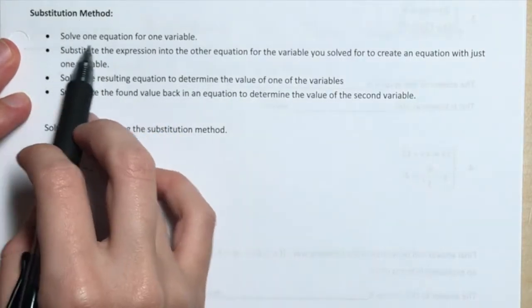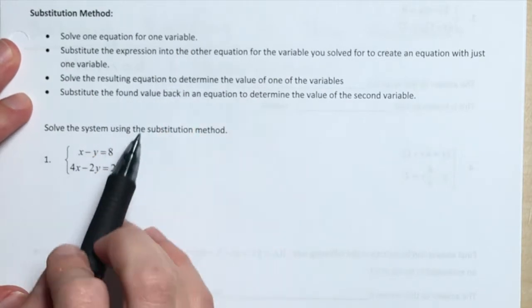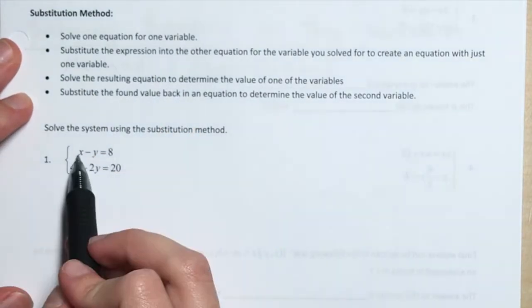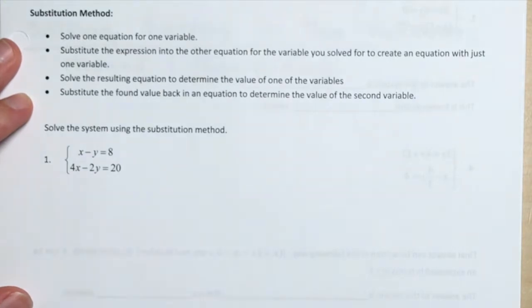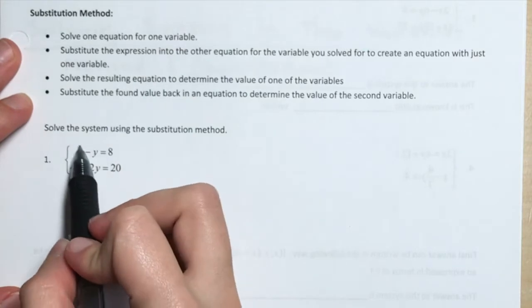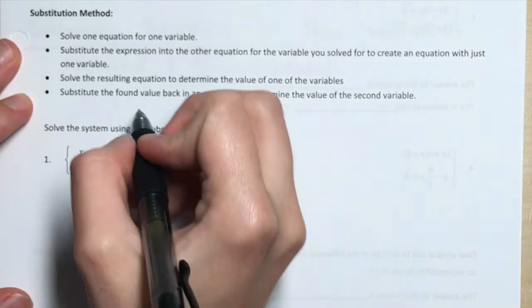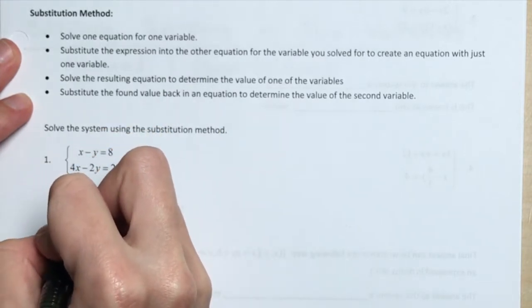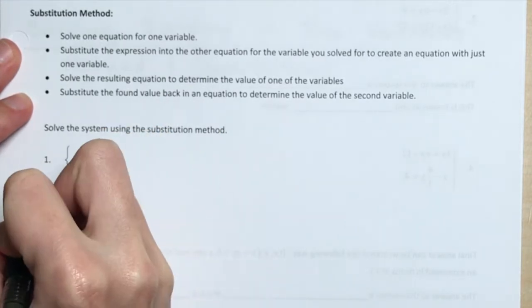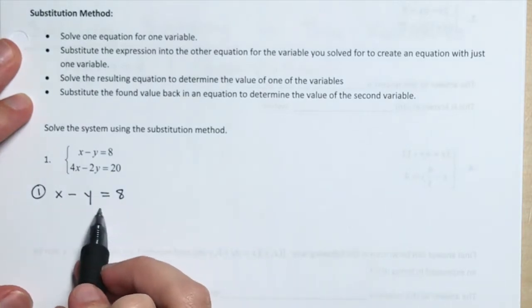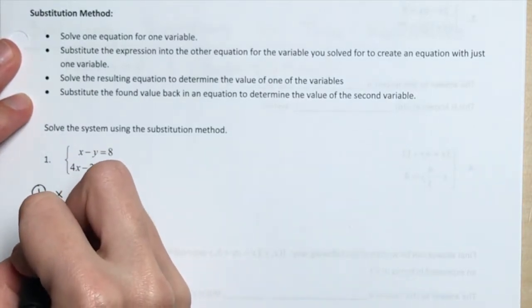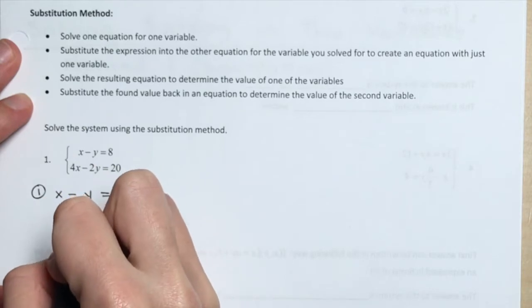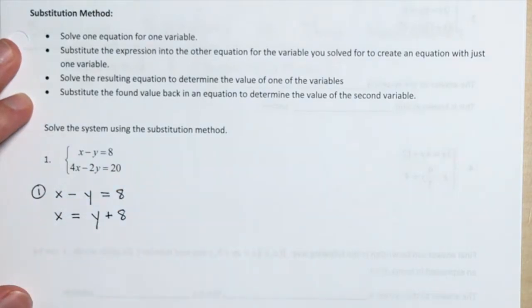So the first step is to solve one equation for one variable. So if I look at these two equations, what variable of these four terms is going to be the easiest to solve for? Probably this x, right? Because it's already got a coefficient of 1. So let's go ahead and solve there. So this is step 1. So we've got x minus y equals 8. We can move that y over. We end up with x equals y plus 8. So that's our first step done.